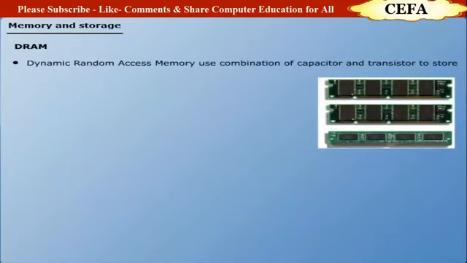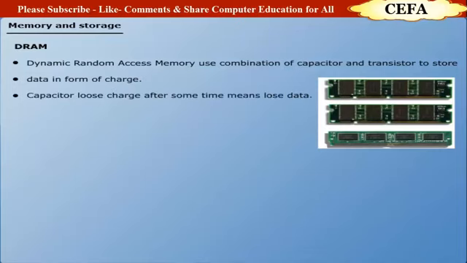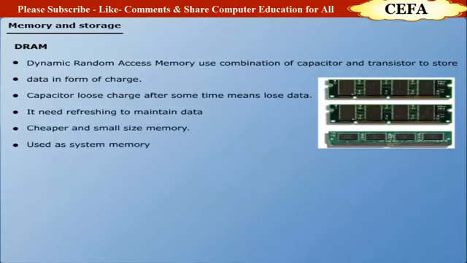DRAM stands for Dynamic Random Access Memory. In DRAM, a combination of capacitor and transistor is used to store data in the form of charge. A capacitor loses charge after some time, so it needs to be refreshed to maintain charge and data. DRAM is slower but cheaper memory, so it is used as system memory.